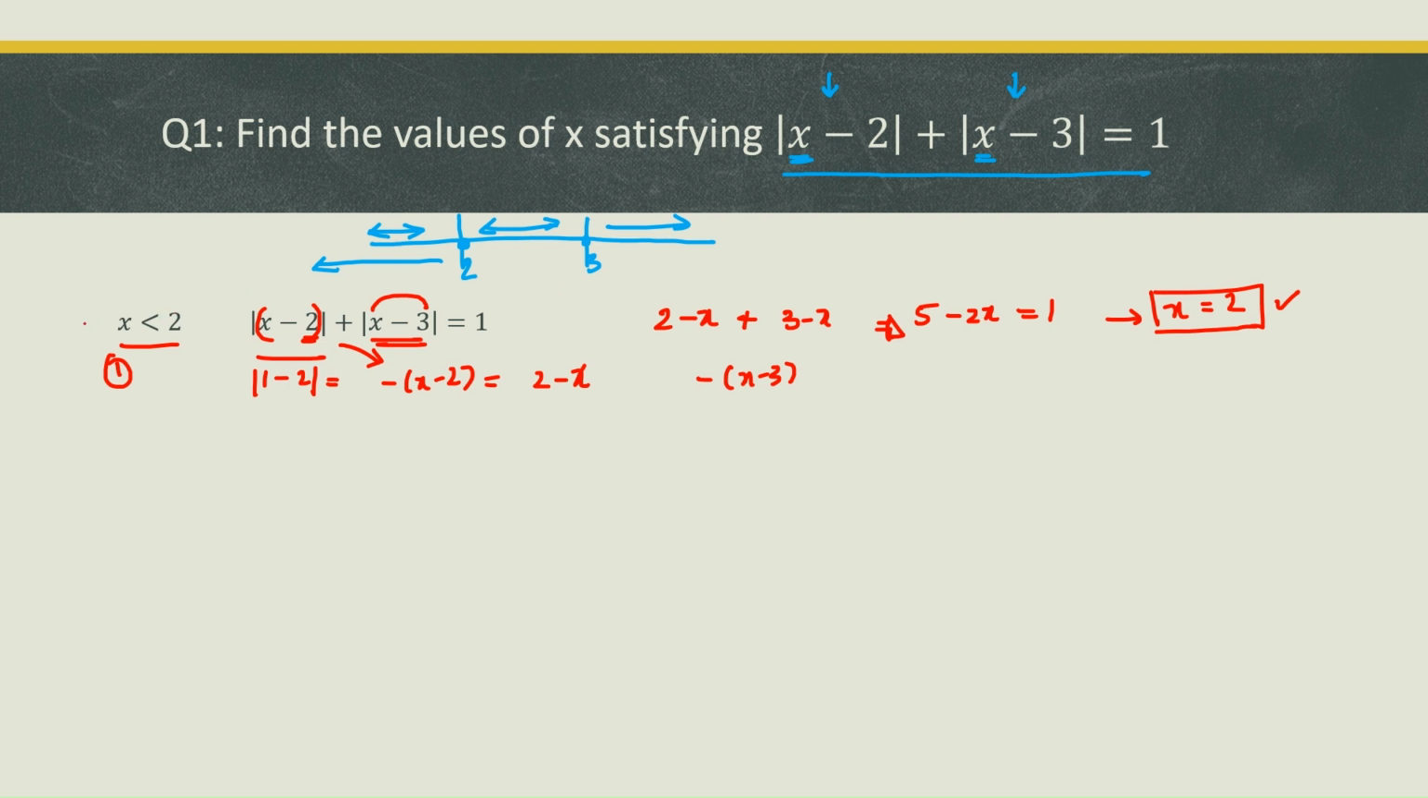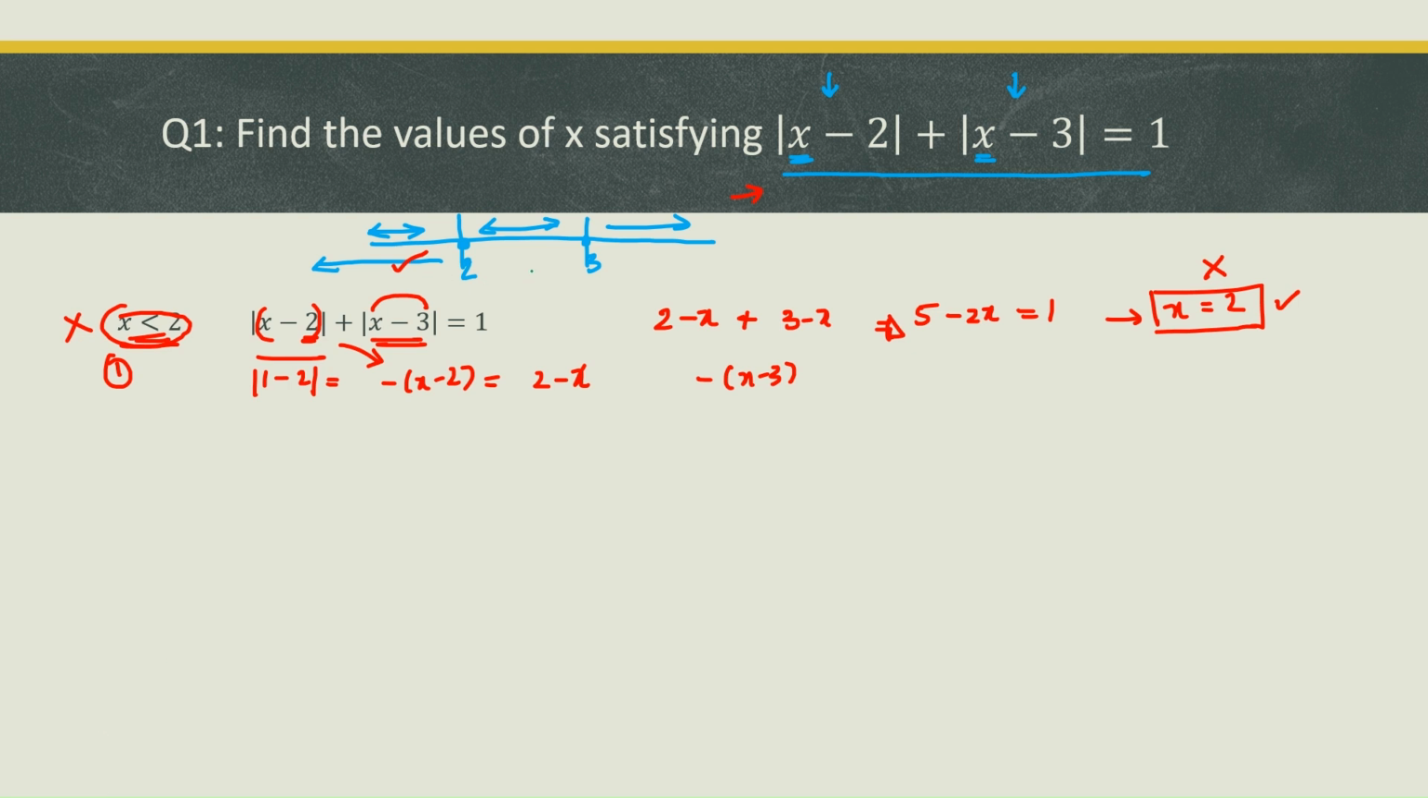But what is the condition we took? x is less than 2. Is 2 less than 2? No. So that means this value of 2 which we got is wrong. So there are no values of x which are less than 2 which satisfy this given equation. So this part of the analysis is done. Now let's go to the second part.